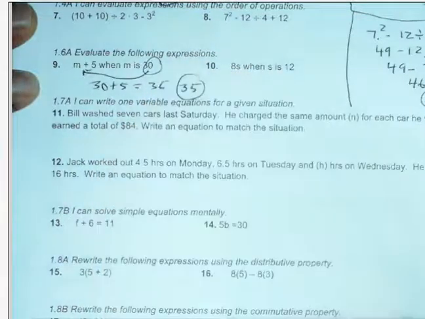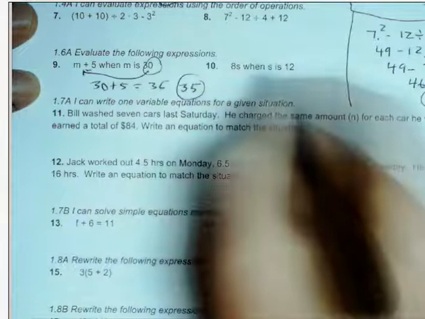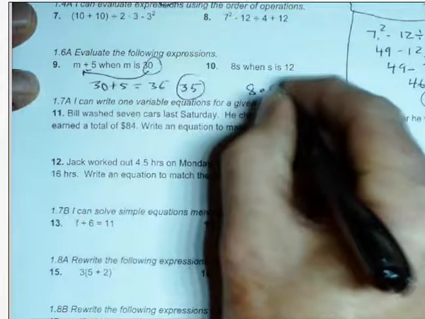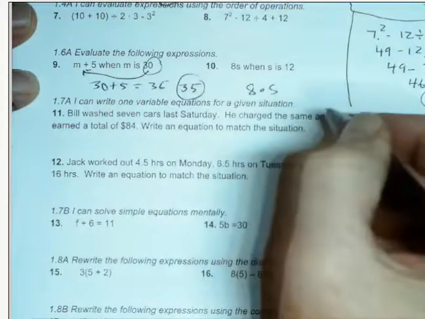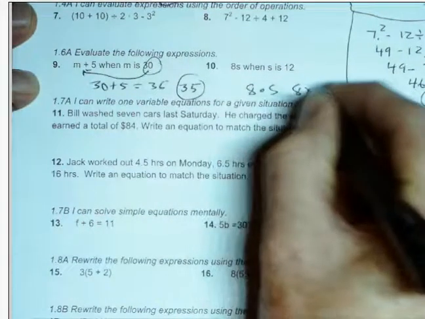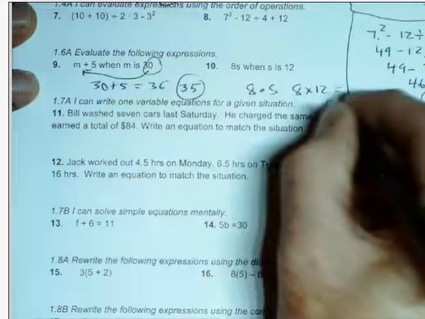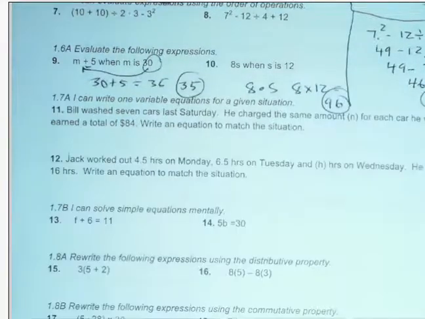35. All right. Now this one here, 8s when s is 12. So now I got 8 times s. Well, s is 12, so I'm going to write 8 times 12. And if I pop that into my calculator, that will equal 96. Okay? All right. Now 1.7a.